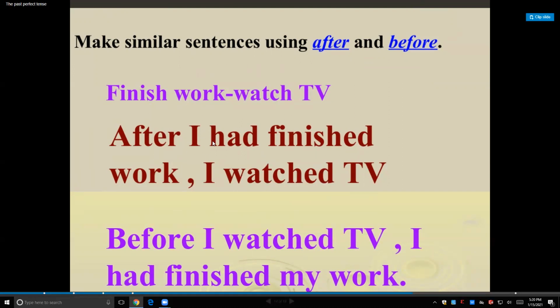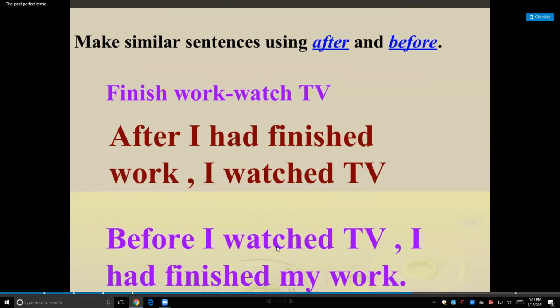So this first part which took place first has to be in past perfect. After I had finished work, past perfect, I watched TV, past simple. Now, if we reverse this sentence, before I watched TV, I had finished my work. Now see, we have reversed this sentence. Now, we have used this, before I watched TV, this past simple first and then past perfect.